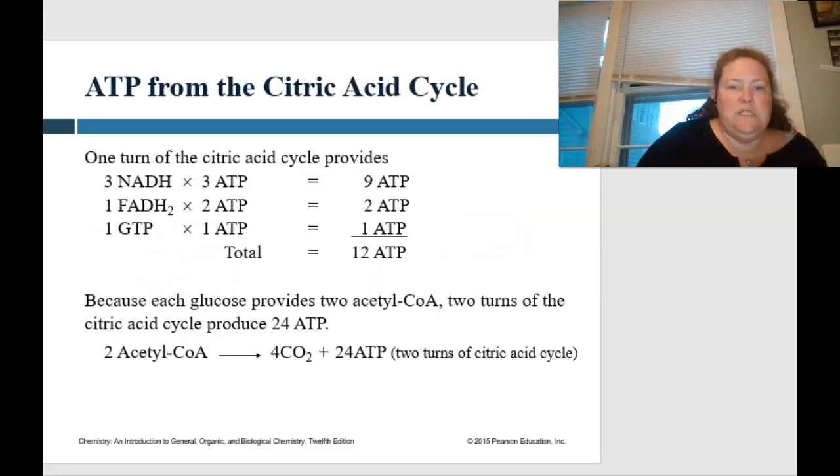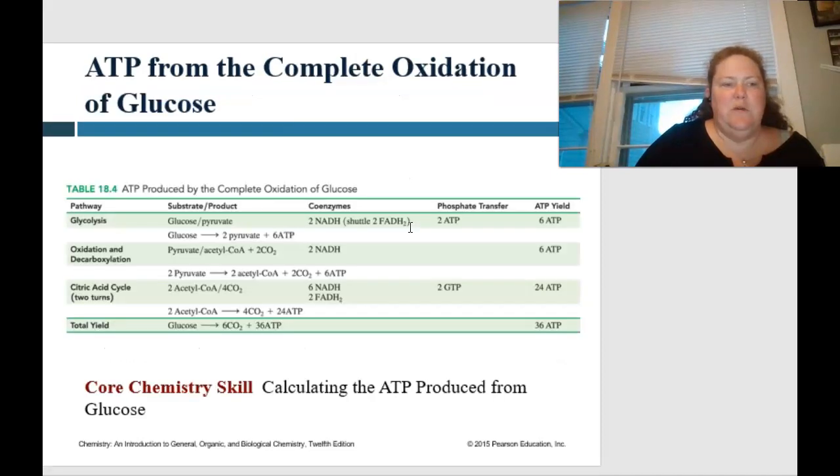So one turn of the citric acid cycle is going to be making 3 NADH, which each makes 3 ATP, so 9 ATP. 1 FADH2 produces 2 ATP, so that would give you 2 ATP. 1 GTP is directly converted to ATP, so that's 1. So 1 citric acid cycle makes 12 ATP. And because each glucose provides 2 acetyl-CoA, 2 turns of the citric acid cycle is therefore going to produce 24 ATP. Okay, because remember, it split off and we have to keep track of each of them. So here is your fun little summary.